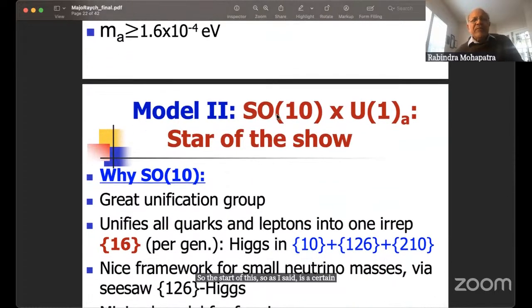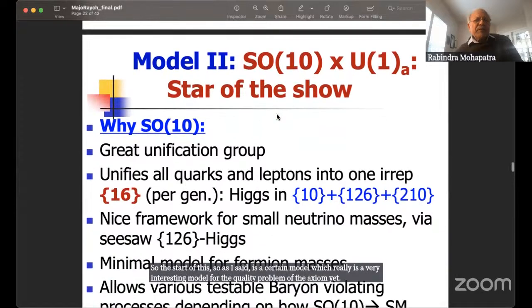So the star of this show, as I said, is the SO(10) model, which really is a very interesting model for the quality problem of the axion. So first of all, for those of you who are not at all familiar with SO(10), why consider SO(10)? Because it's a great unification group. It unifies all quarks and leptons of one family into one representation, the 16 spinor representation. And there are 3 generations, 3 16s, and there are 3 generations of quarks and leptons.